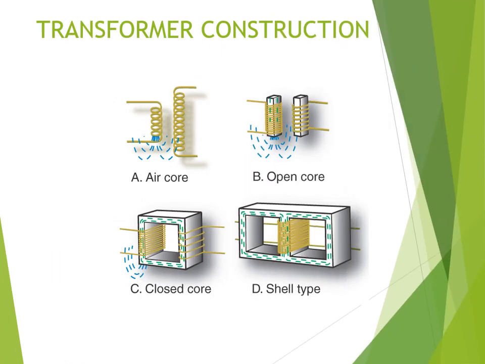We have four types of transformers by construction. The first one is called the air core. The air core is just two coils of wire lying side by side. This happens to be a step-up transformer, but you can see that there's just wire.